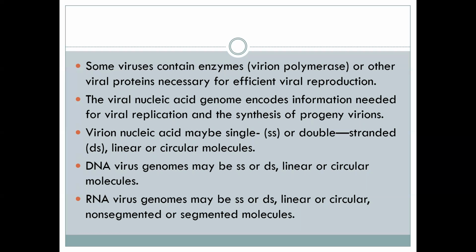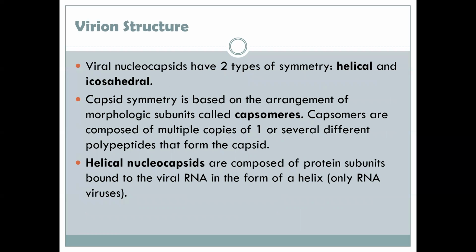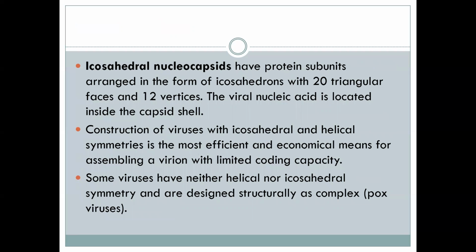Okay? So the viral structure or the nucleocapsid has two types of symmetry, either helical or icosahedral. The capsid symmetry is based on the arrangement of the morphologic subunits called capsomeres. Capsomeres are composed of multiple copies of one or several polypeptides that form your capsid. So your helical nucleocapsids are composed of protein subunits bound to the viral RNA in the form of a helix. Helical symmetry is normally found in RNA viruses.